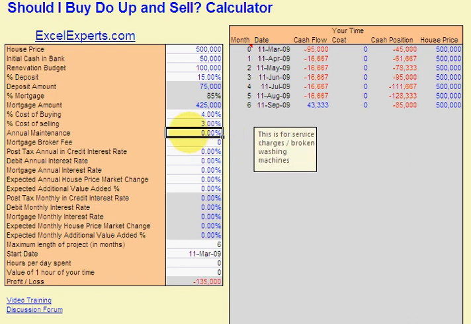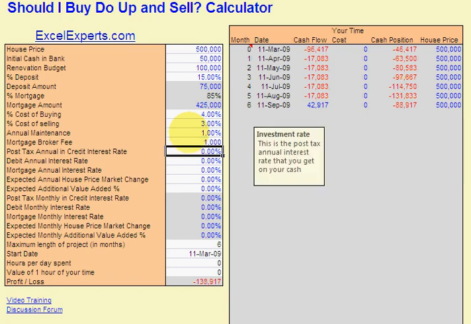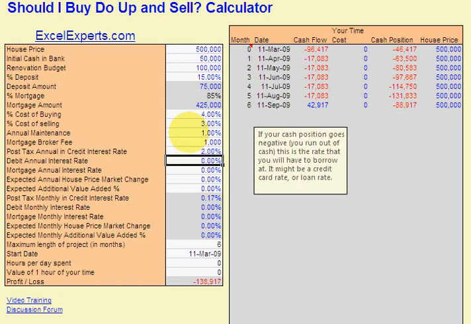Annual maintenance, well, if you buy and you're doing up, you still need to maintain the property. Things still fall off, so 1%. Mortgage broker fee, this is the arrangement fee for the mortgage that you're going to get. Let's enter 1,000. Post-tax annual credit interest rate. So if you've got money and it's in the bank, how much are you actually getting in interest? Let's try 2%. It's March 09 and interest rates are pretty low.